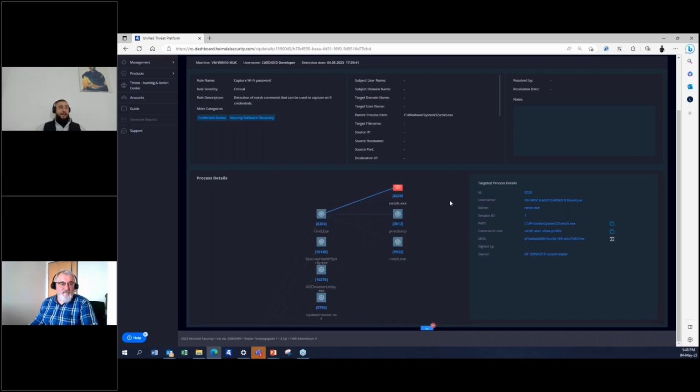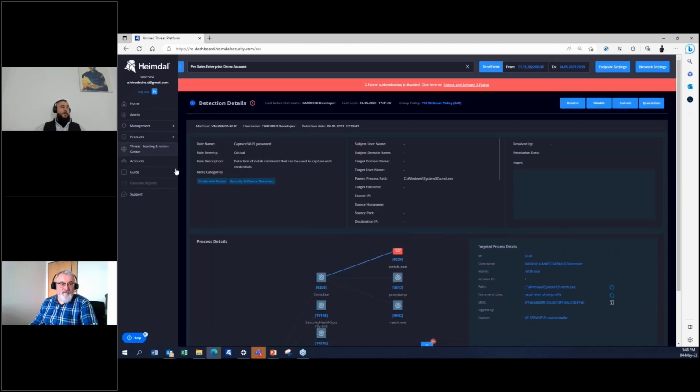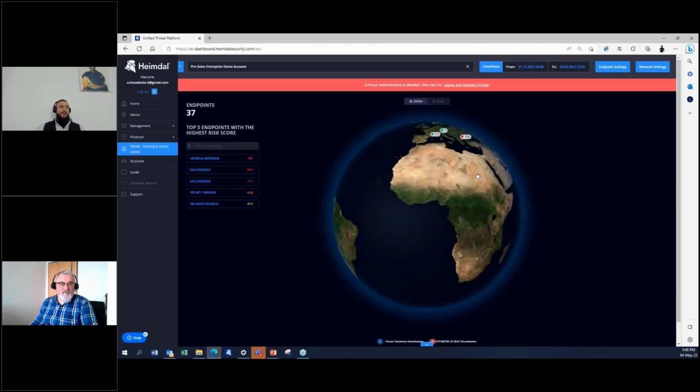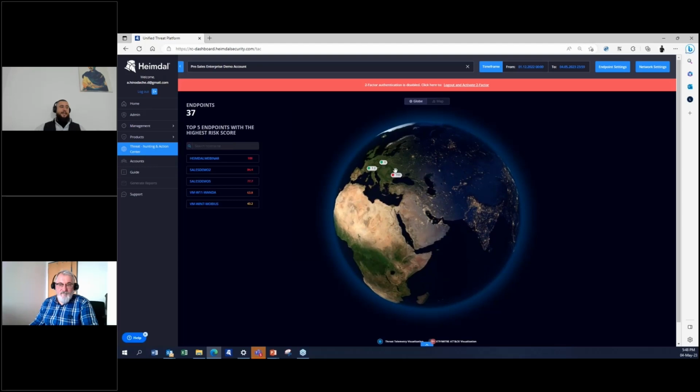And of course, to take action on something like this, we would be looking from the threat hunting and action center view. We will be seeing that there's a cluster of endpoints here with some problems. We have the endpoints here, and we just start diving deeper into them, right?